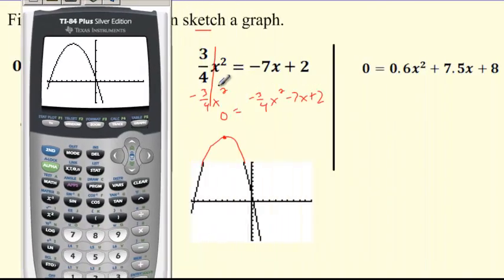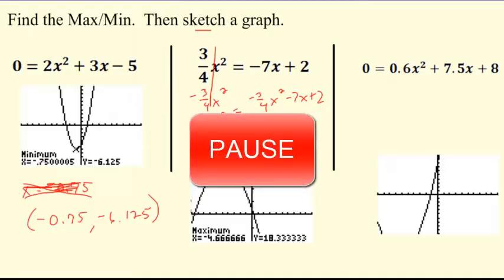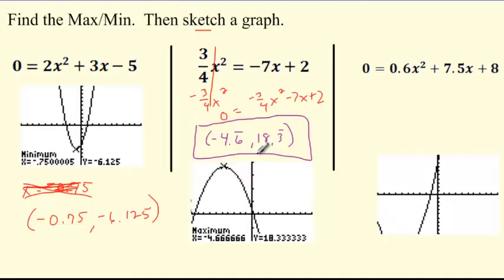So go ahead and practice getting this vertex, and not only that, go ahead and do the next one. So I want you to finish this one and get the next one. Pause it, see how that goes. All right, here we go. So I went ahead and solved this one. I got negative 4.6 repeating and 18.3 repeating. This one I thought we'd do together.